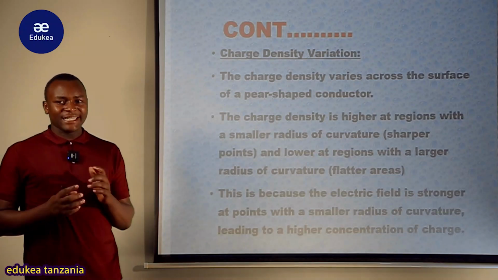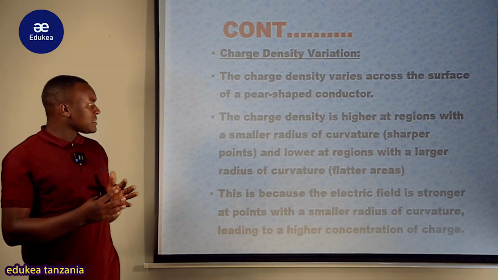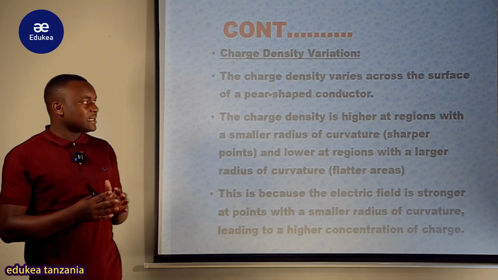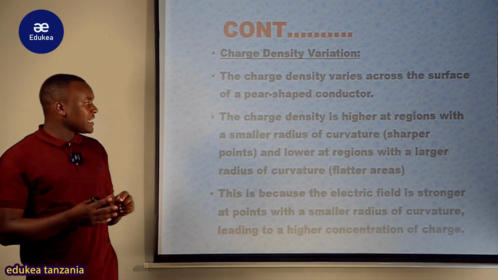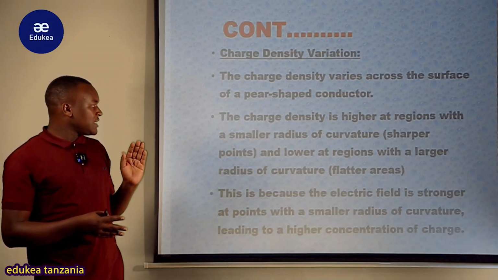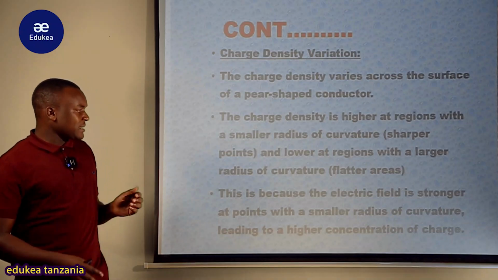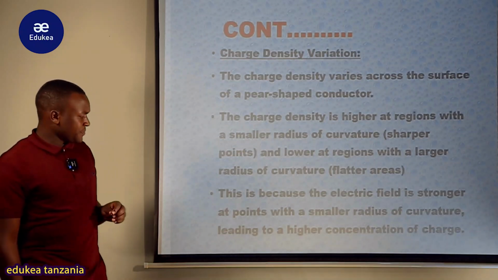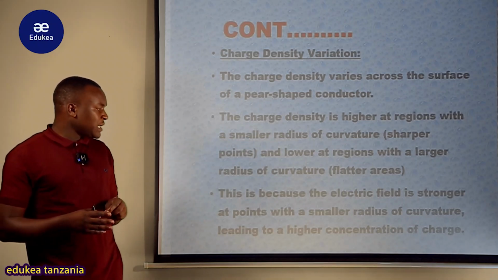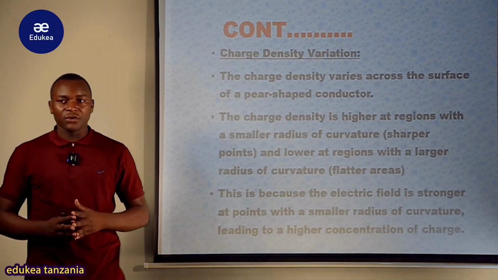Let's look at charge density variation. We say that across the surface of a pear-shaped conductor, the charge density is higher at regions with a small radius of curvature, meaning sharper points, and lower at the regions with a large radius of curvature, flatter areas. This is because the electric field is stronger at points with a small radius of curvature, leading to a high concentration of charge.